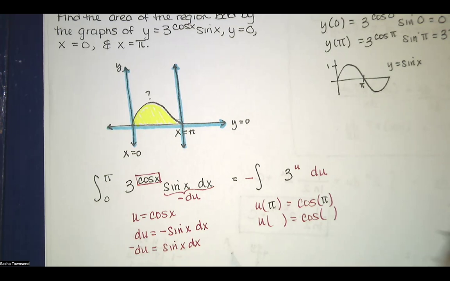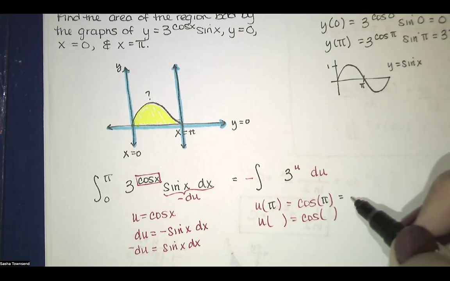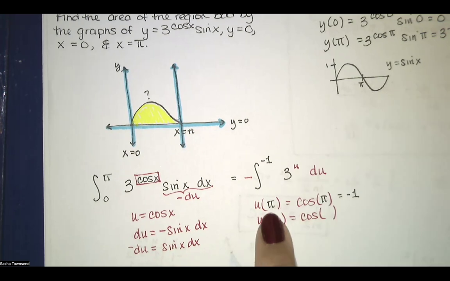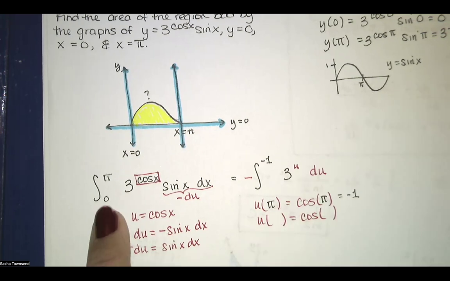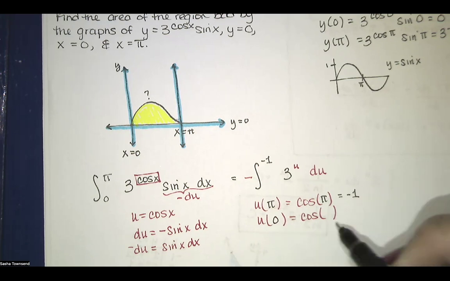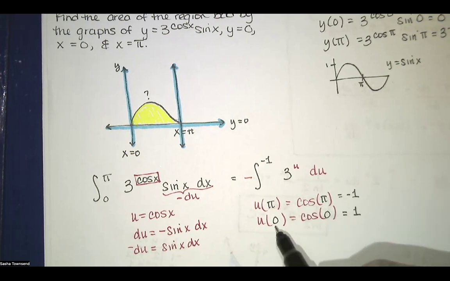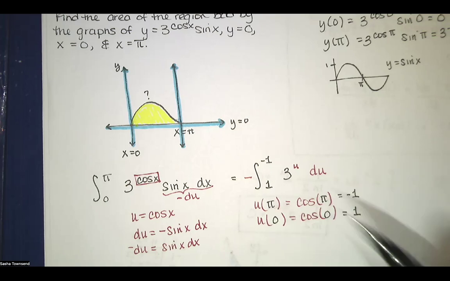When we evaluate u at pi, we get u equals cosine of pi, which is -1. That's our new upper bound because pi was our upper bound. Then we evaluate u at 0. We get cosine of 0, which is +1. Since 0 was our lower bound, +1 is our lower bound.